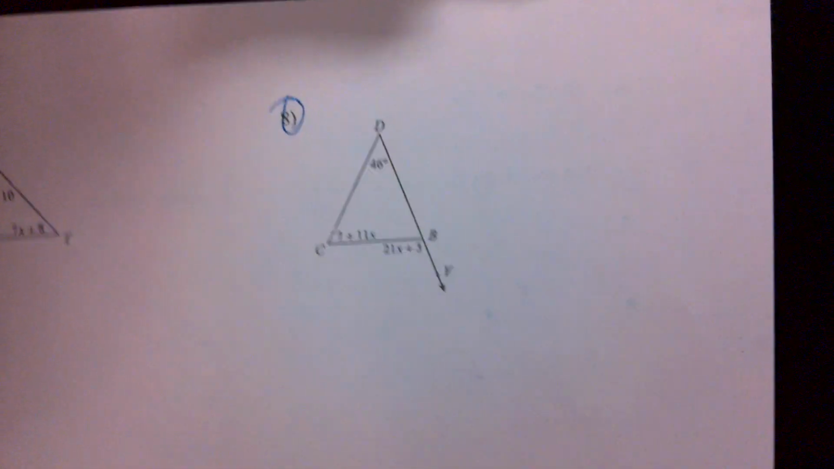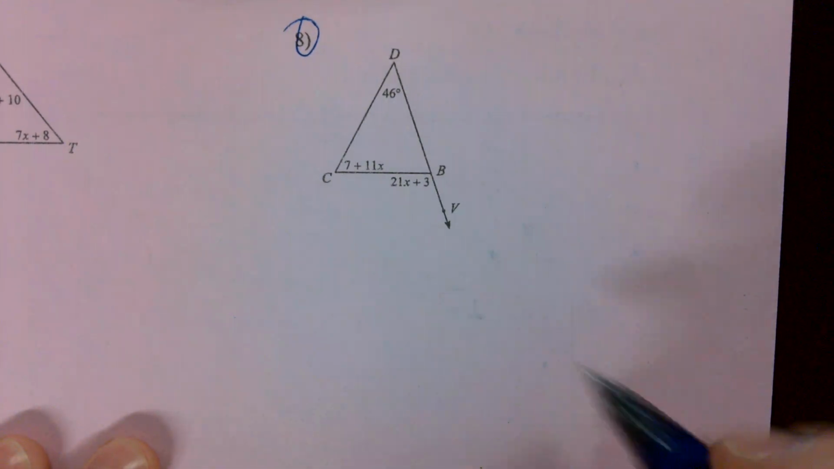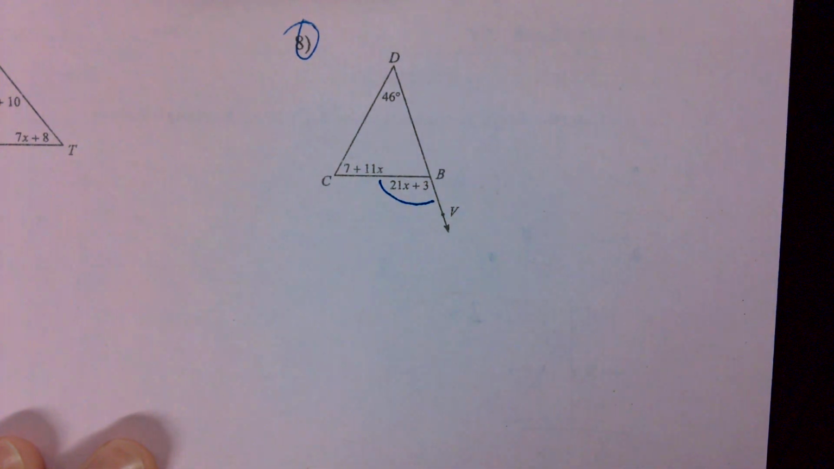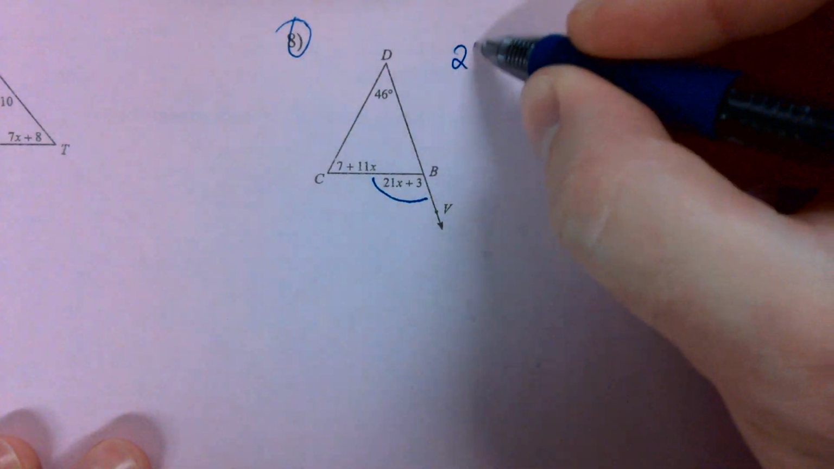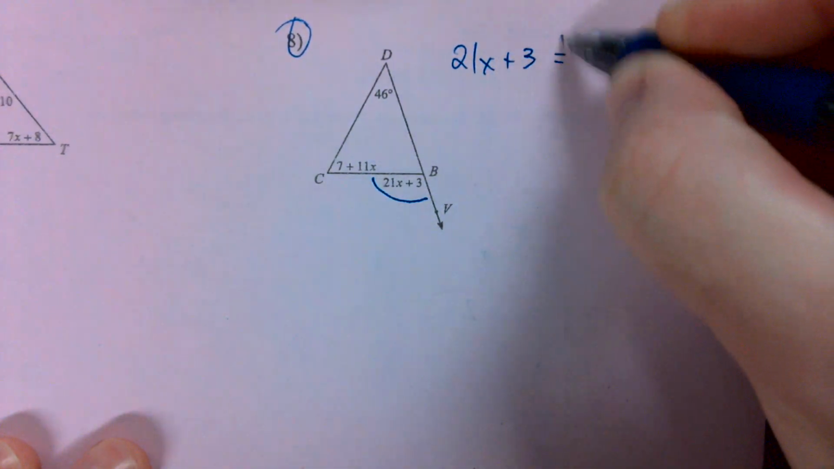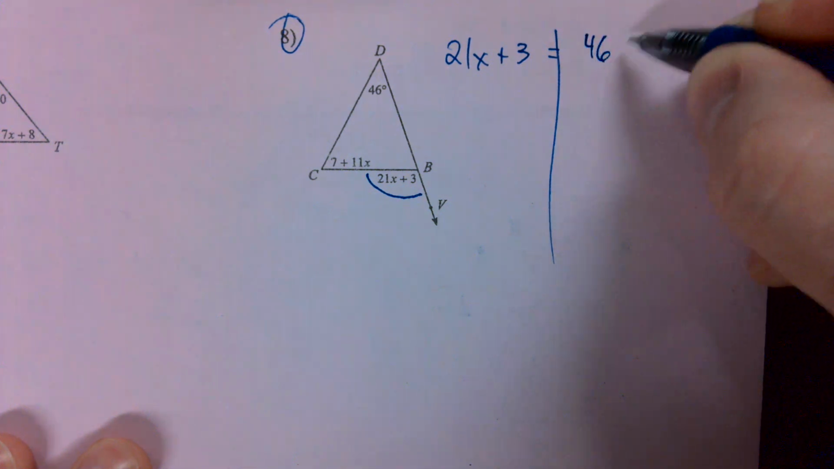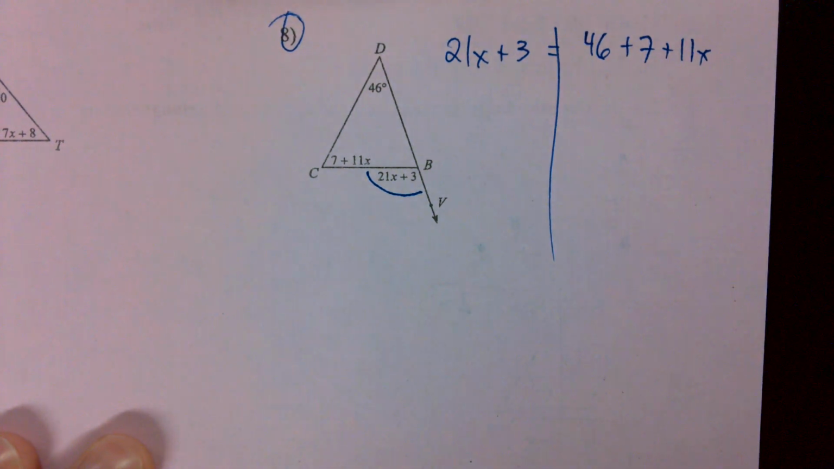Last but not least, number 8 on the back, top right of the back. My exterior angle here is 21x plus 3. Obviously, it's the exterior angle because it's written outside of my triangle. That's a dead giveaway right there. That should be the easiest part of this, identifying which one's on the outside.